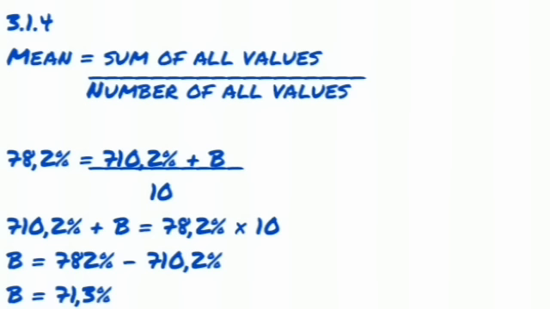Then I'm going to take the 710 to the side of the 78.2 times 10, which by the way 78.2 times 10 will give me 782, and then from it I'm going to take the 710 and take it to the other side. Because the 710 is positive, when it goes to the other side it becomes a minus 710. So then on this side I'm going to be left with B alone. So then my statement becomes B is equal to 782, which I got from 78.2 times 10, minus the 710, and then B is 71.3.